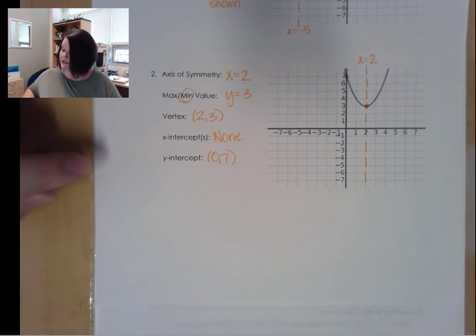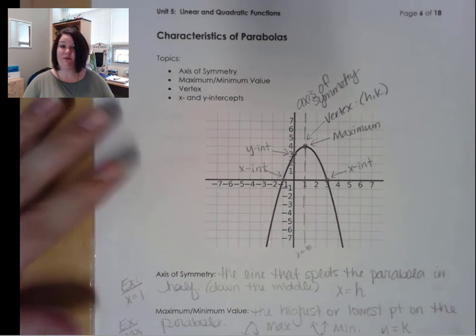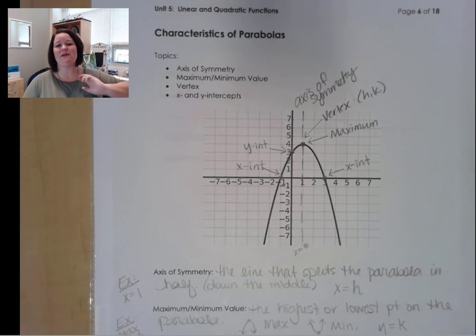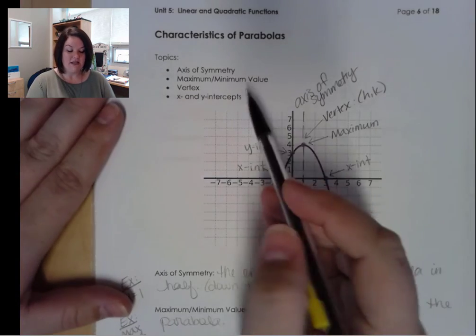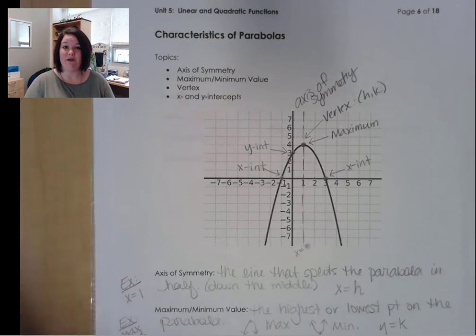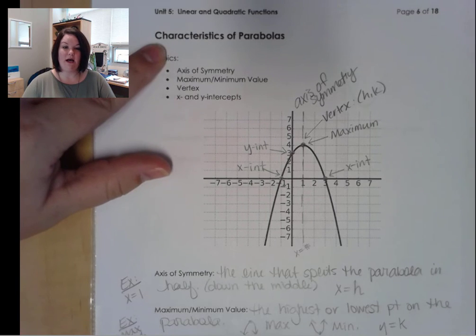Okay? All right, so that's pretty much all of the characteristics: being able to identify the axis of symmetry, the maximum or minimum value, identifying the vertex, and finding those intercepts. Those are all the characteristics we're going to use in this section. It's really just identifying them. In the next section, we're going to learn how to actually solve for these, if we're not given a picture.